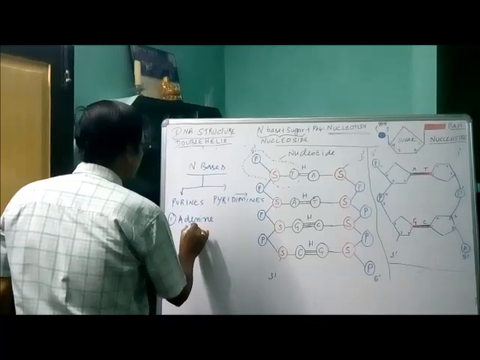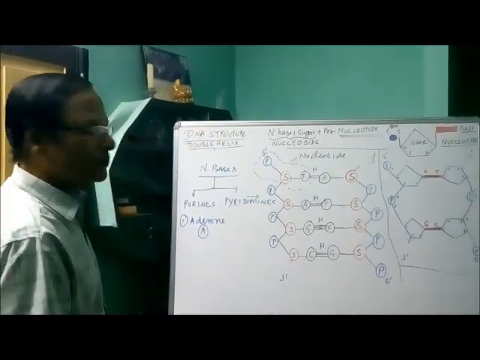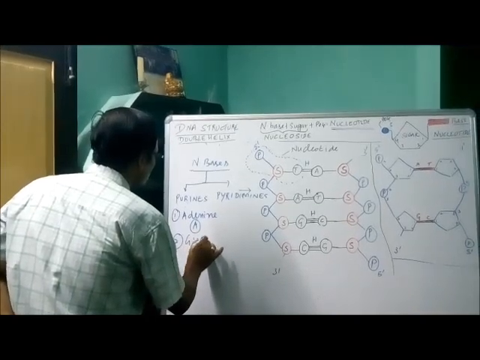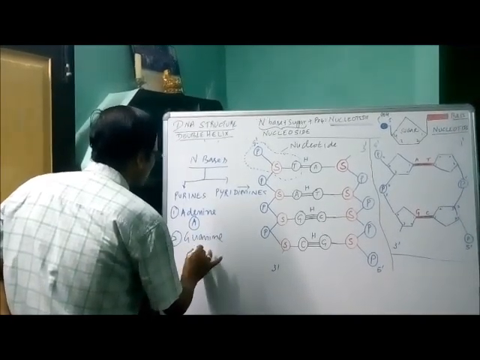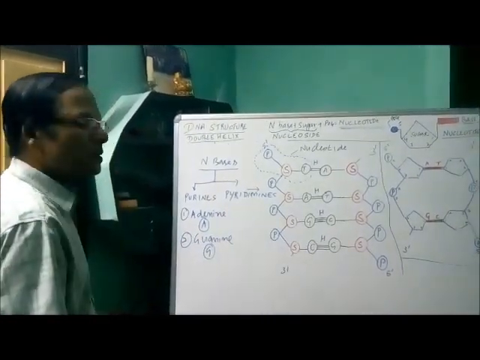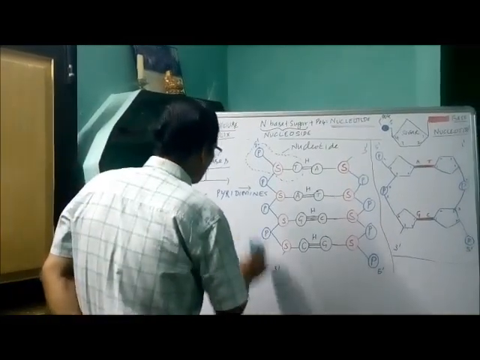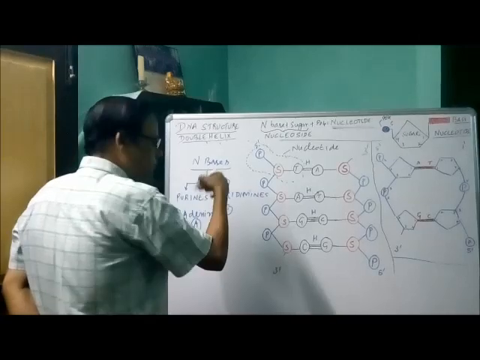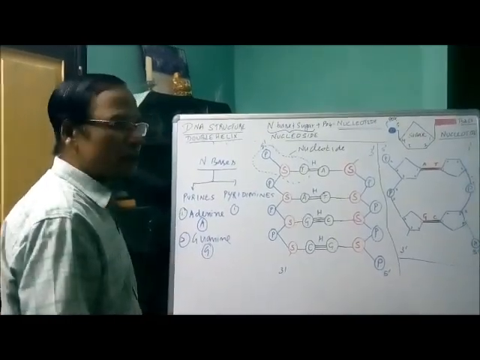I am using the letter A for that one, adenine. Number two, guanine. I am using the letter G. The pyrimidines are also of two types. One, actually you can say three types. I'll tell you the reason why I'm telling two types.